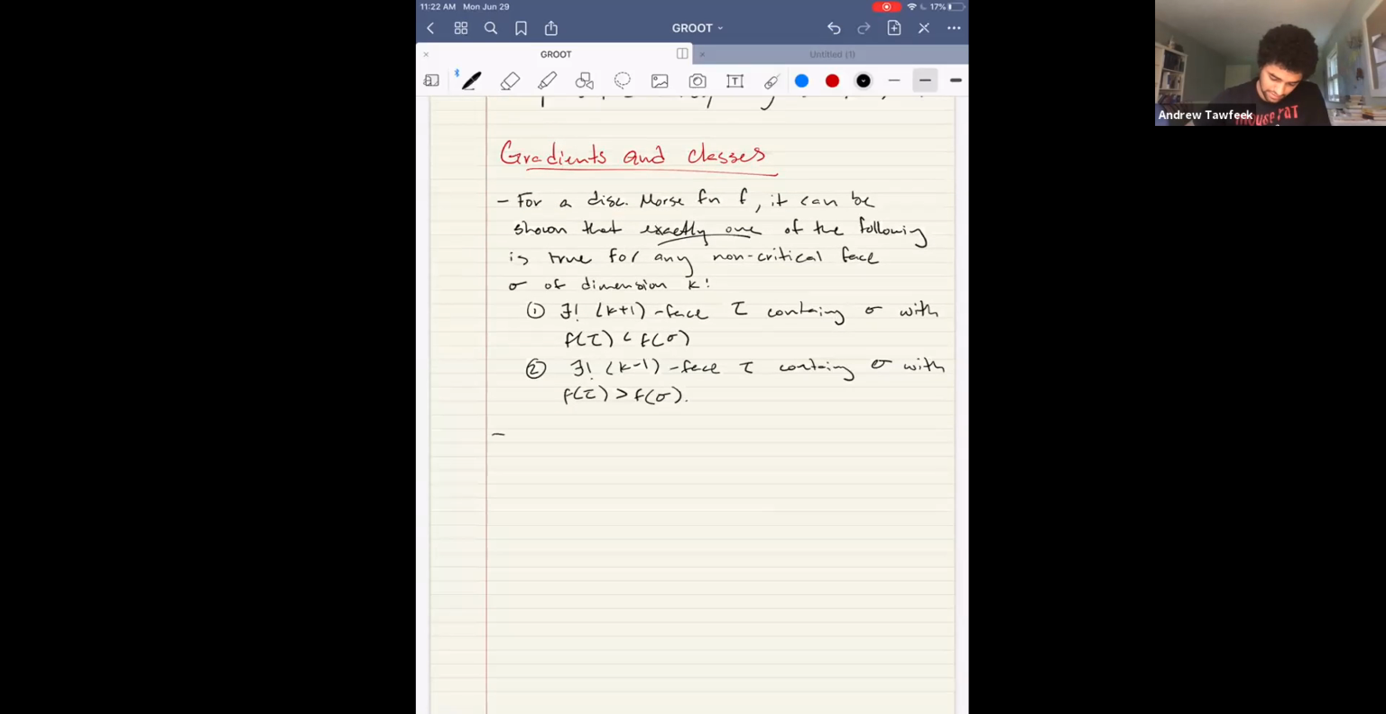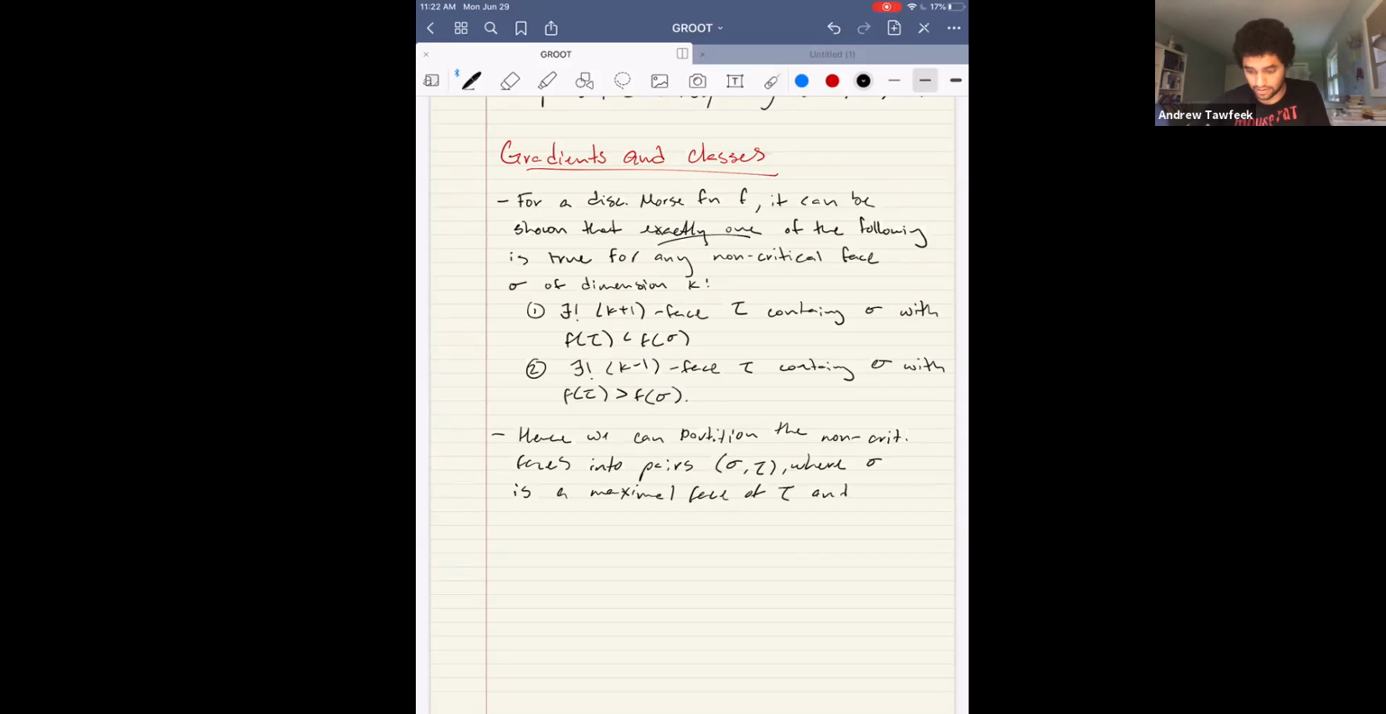So this causes something special. Hence we can partition the non-critical faces into pairs sigma comma tau, where sigma is a maximal face of tau and f of tau less than f of sigma. All right.